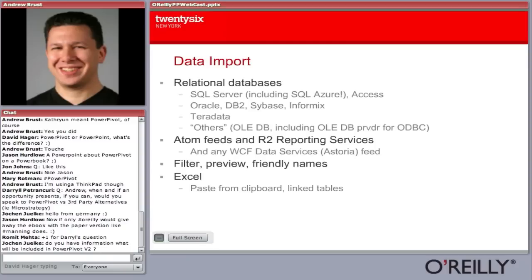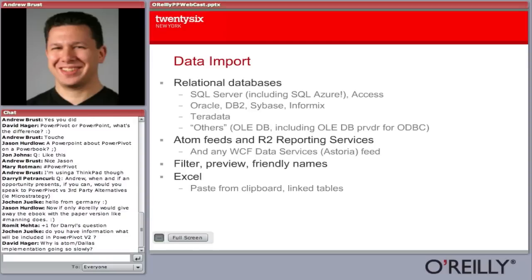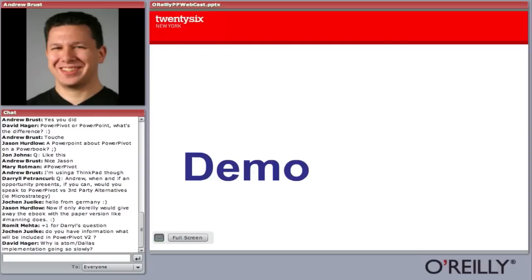We'll see how we can filter, preview, and so forth. We'll also see how we can pull data in from Reporting Services. That's interesting. I'll show you what that's all about. And WCF Data Service feeds, also known as OData feeds, also known as Astoria feeds, once known as ADO.NET Data Services. It's had many names. So let's go ahead and do a demo and see how we can start pulling all this client data in.